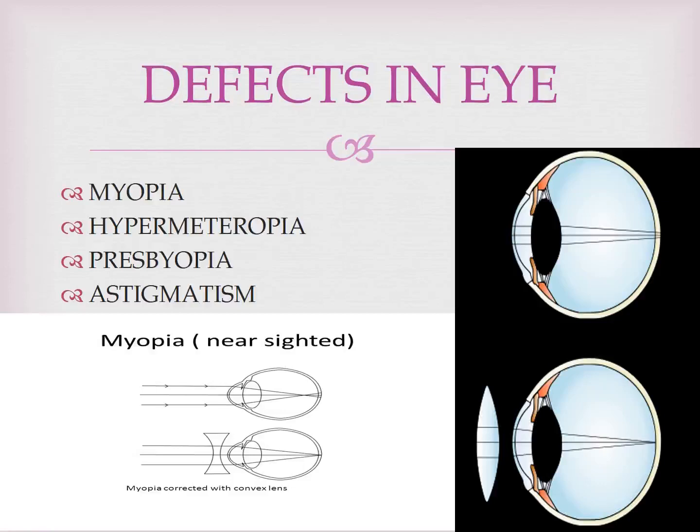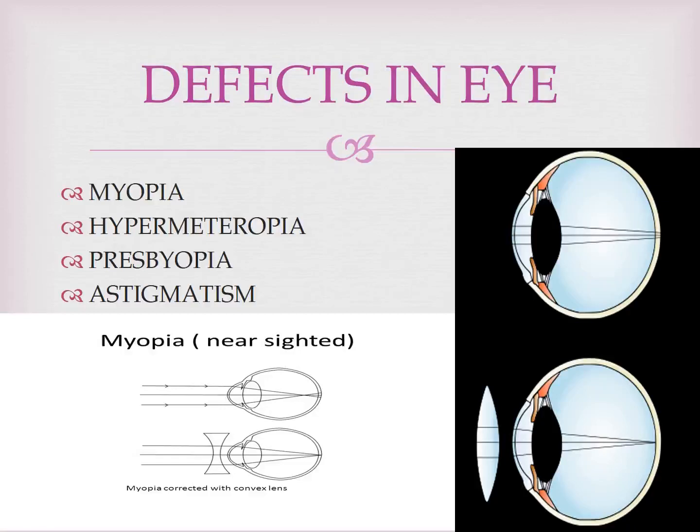Here the focal length of the eye lens is increased, or the distance between the eye lens and the retina decreases. Hence the near point will not be 25 centimeters for such eyes, and the near point has to be moved farther. So due to this effect, the image of nearby objects is formed behind the retina. See in the picture. Using a convex lens we can treat this defect.